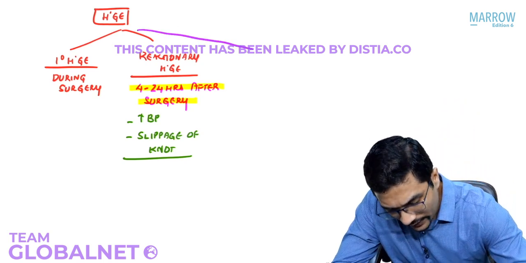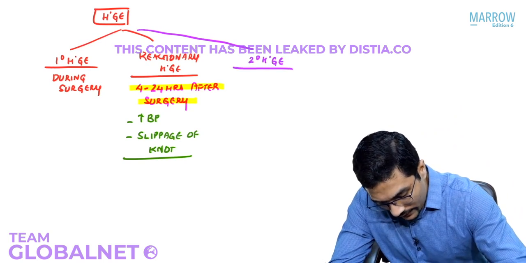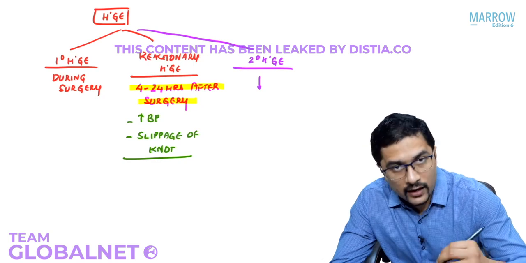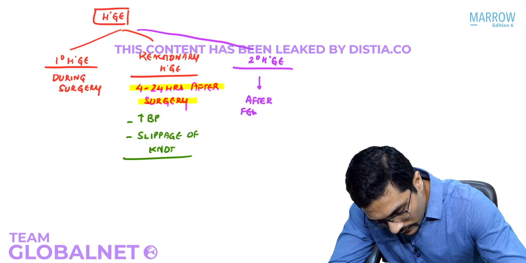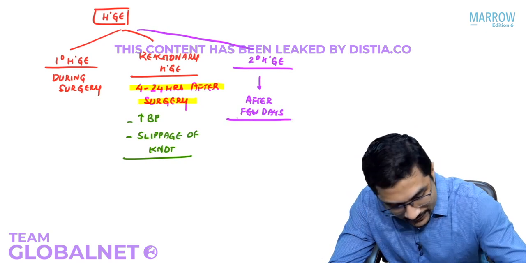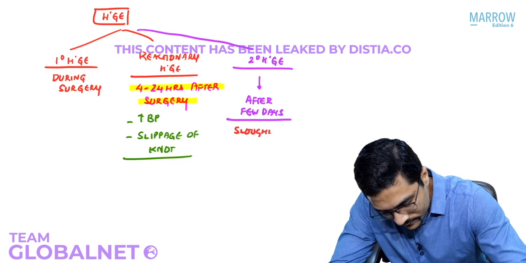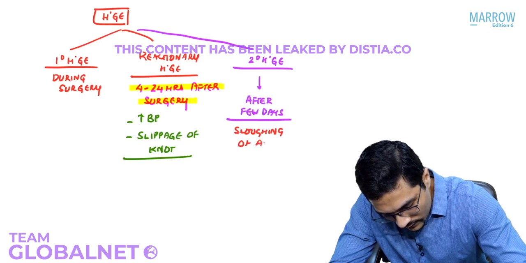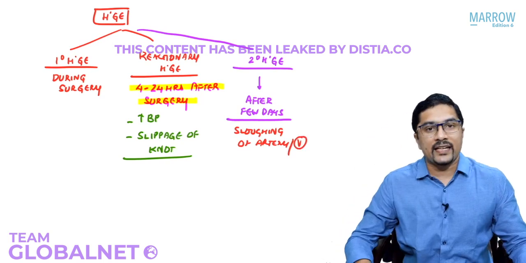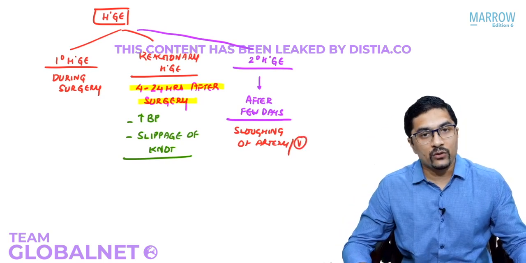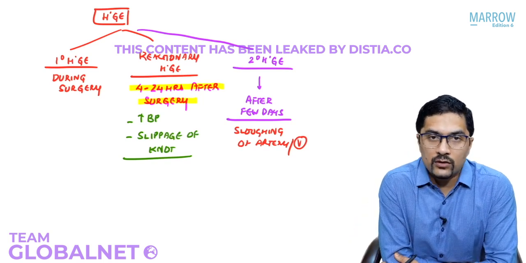The final type of hemorrhage is secondary hemorrhage. Now, secondary hemorrhage will occur after a few days. And this usually occurs because of sloughing of the artery or the vessel, and this can be secondary to infection. It is usually secondary to infection. So these are the three types of hemorrhages which you should know about.